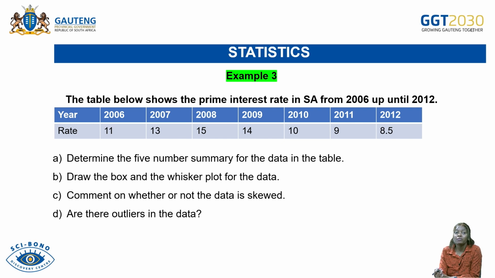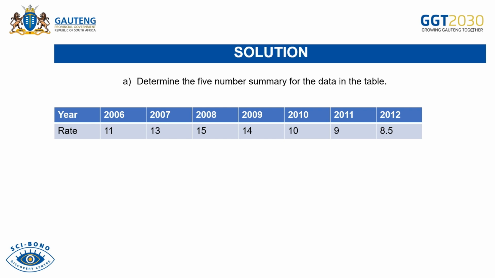It says the table below shows the prime interest rate in South Africa from 2006 up until 2012. So you have the years and you've got the rates. Ne? So let's look at letter A. It says we need to determine the 5-number summary for the data in the table. So you are given your data set. It's 11, 13, 15, 14, 10, 9, and 8,5.